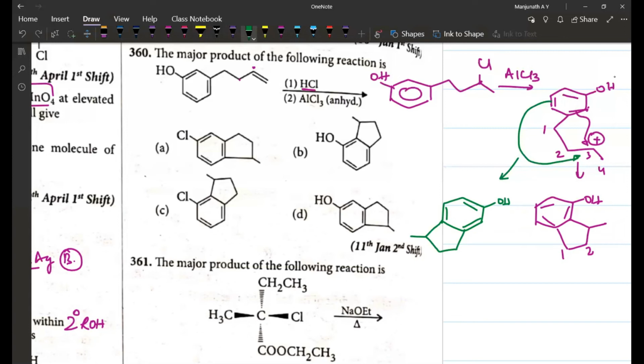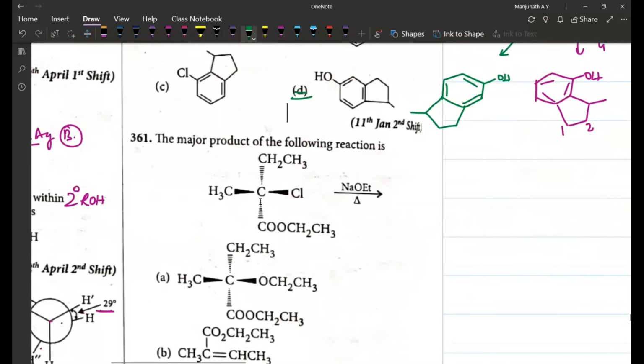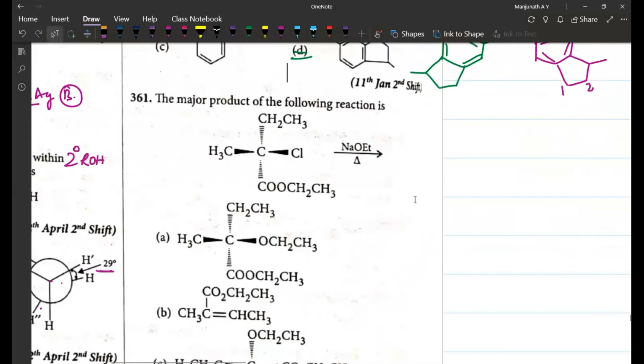So our option is D. Anyway, okay. Chalo, next. See, good question. Next, the major product of the following reaction is... So what should happen? First, looking at the reagent, you tell me what should happen. Rohan, tell me what should happen, looking at the reagents. Okay, no problem.